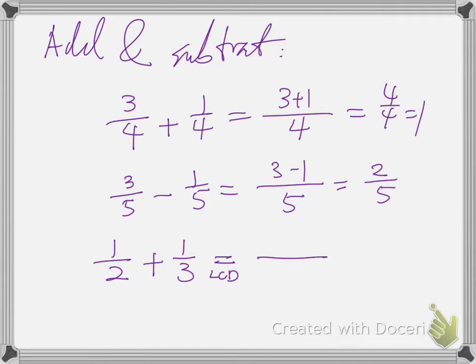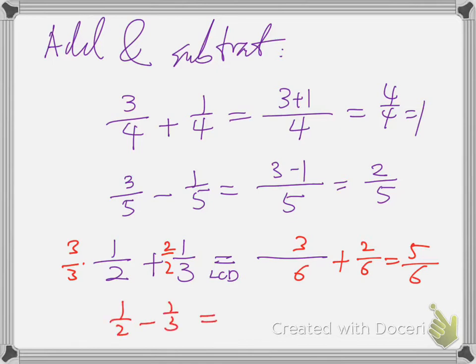So we change 1 over 2 to denominator 6 by multiplying by 3. So we get 3 over 6 plus 1 over 3 times 2 over 2, so this is 2 over 6. So this is 5 over 6. We change different denominators to common denominators and then add numerators. Similarly for subtraction, 1 over 2 minus 1 over 3, this will be 3 over 6 minus 2 over 6. So this is 1 over 6.